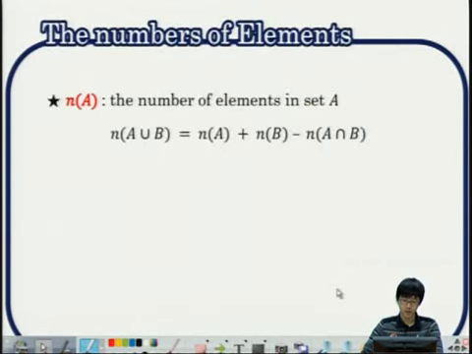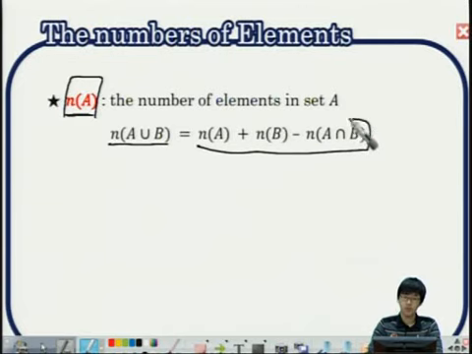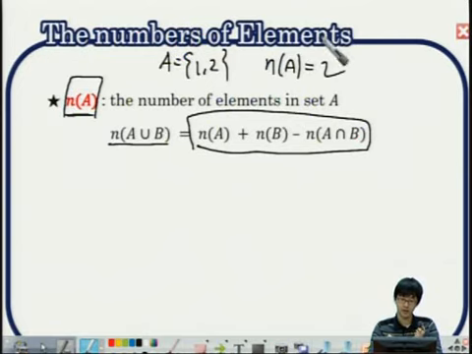So, the number of elements. This is not an operation. It's a notation, but it's not an operation. This means the number of elements in the set, right? You know this? Before we do this, I'm going to give you an example. Let's say A is composed of 1 and 2. Then what is n(A)? The number of elements of A is 2. Oh, it's easy.